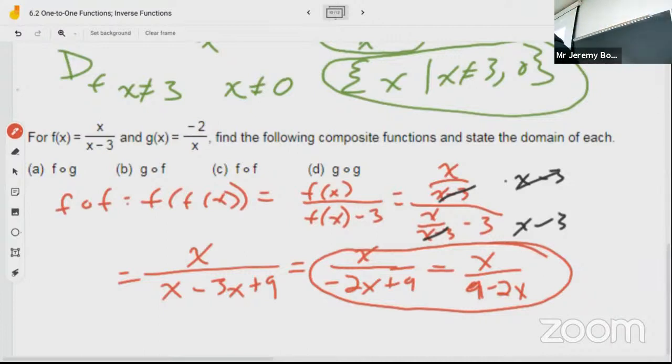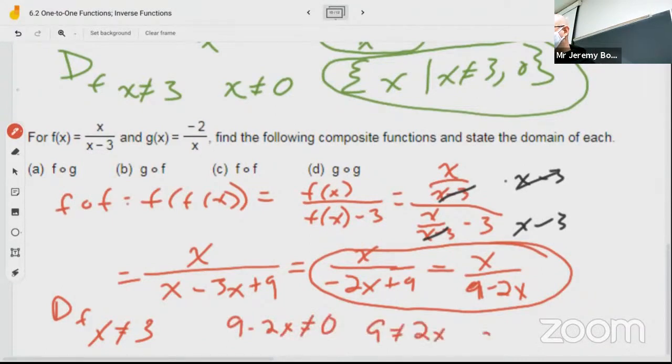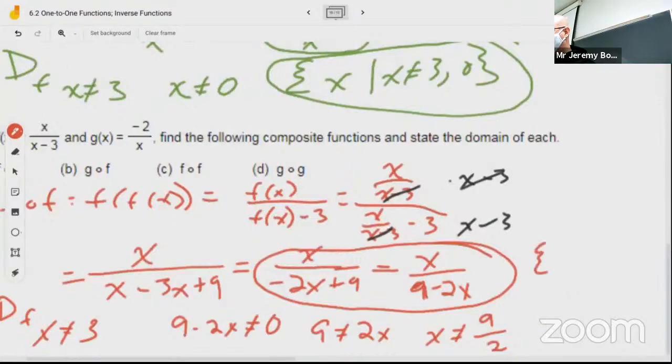Talk about the domain. Well, for this one, we look at the domain of f first, which we already figured out is x can't equal 3. That's kind of why I like these problems, because you have part of it figured out as we go along. And then we're going to look at the domain of the function we found, which is going to tell us that 9 minus 2x shouldn't equal 0. That 9 can't equal 2x, which means x can't equal 9 over 2. And so our domain here is going to be x such that x can't equal 3 and 9 halves.